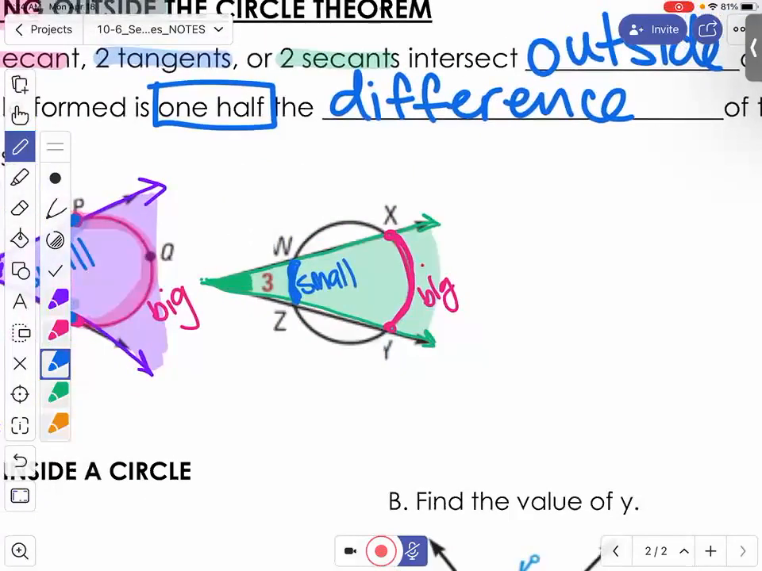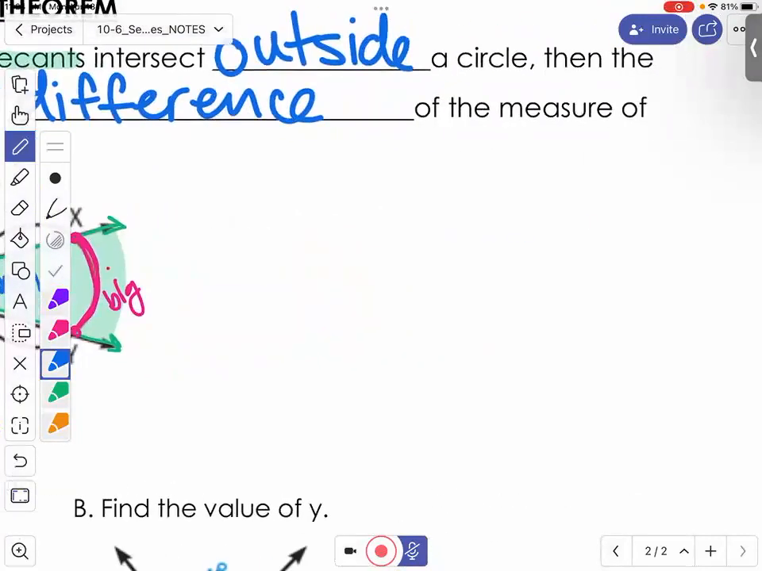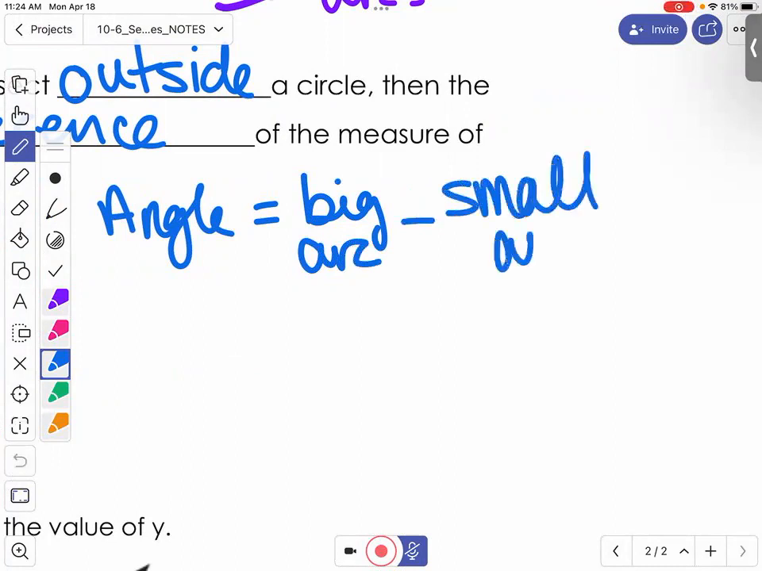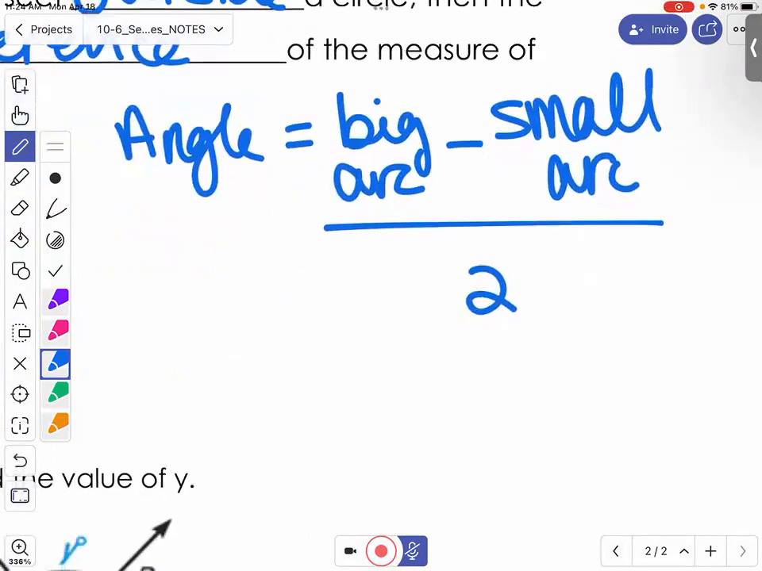Now, the formulas are very, very similar to the previous ones when they cross inside. They're almost exactly the same. One difference though. So our theorem says if I need the angle, it is 1/2 of the difference. So that means in this case, my big arc minus the small one, all over 2. And just like we had a formula on the last one that can help us solve for one of these arcs, I can have the same thing here.